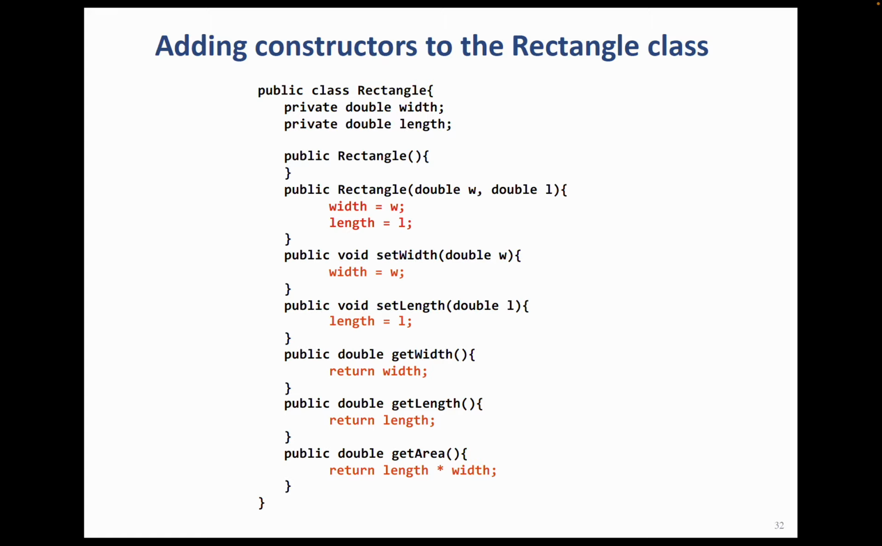But if you need to create rectangles first and then decide their width and length later on, then you need this first one. But if you say, okay, I should set the width and length at the time of creation of that rectangle, then I need the second one. So it really depends on your needs. It's not mandatory that you should always have this.